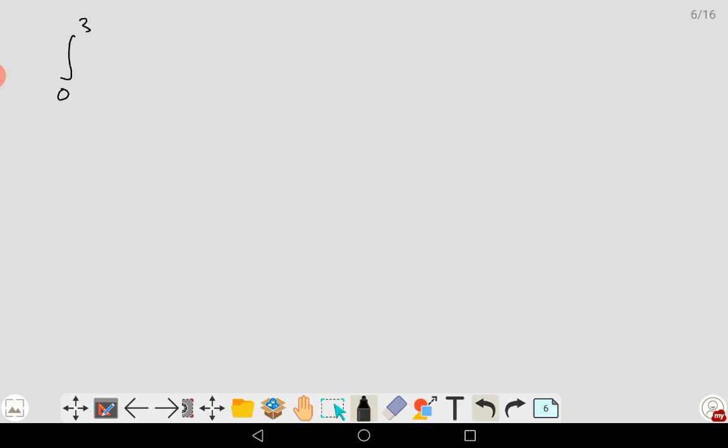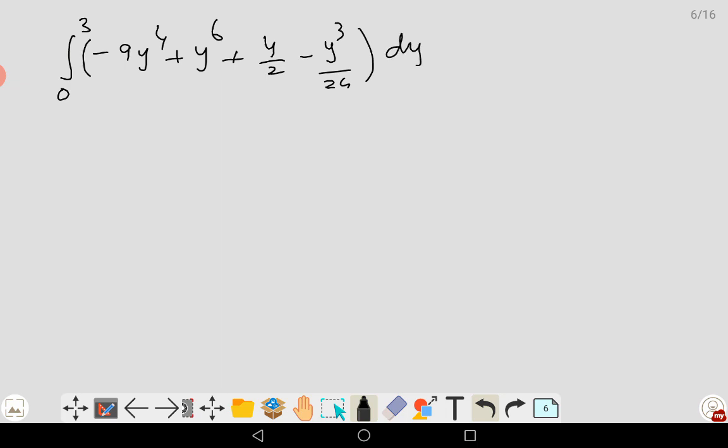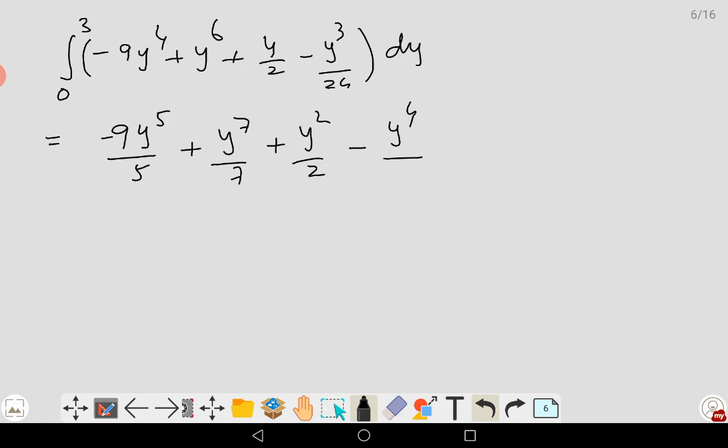The next page we will simplify, multiply this everywhere inside. We will write integral 0 to 3 of minus 9y raised to 4 plus y raised to 6 plus y over 2 minus y cube over 24 dy. Integration is done, then it will be negative 9y raised to 5 over 5 plus y raised to 7 over 7 plus y square over 2 minus y raised to 4 over 4 times 24, 96, and the limits are 0 to 3.